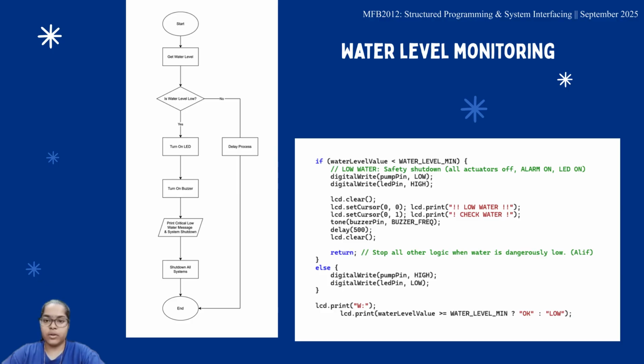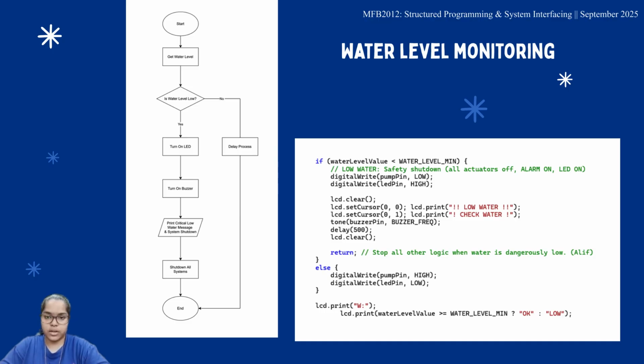If waterLevelValue is lower than waterLevelMin, inside this block we command the pump pin to LOW, which turns off the pump, and use the return command to immediately stop all other logic until the water is replenished. This is called a fail-safe mechanism. If the condition is no, the code proceeds to the else block where the system is cleared to continue to the main operational checks. Now I'm going to explain my part of the code line by line.